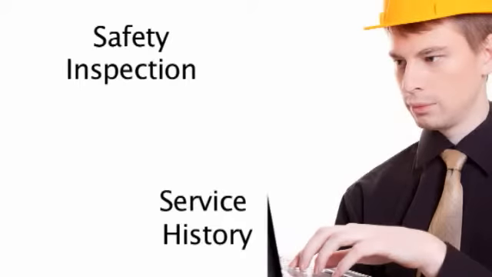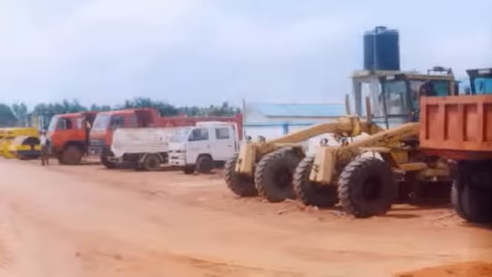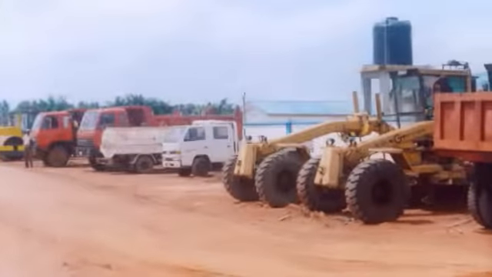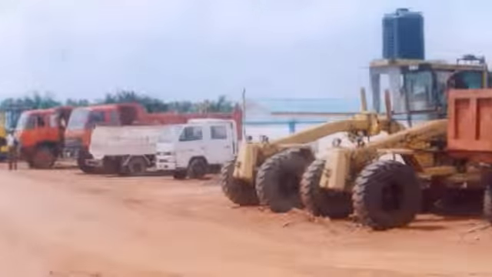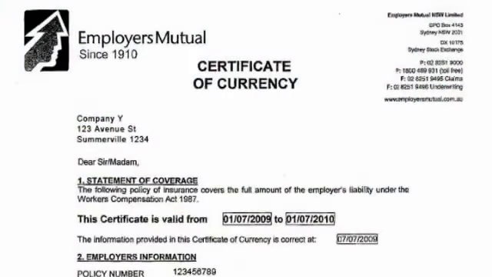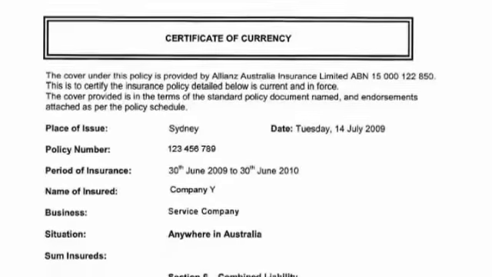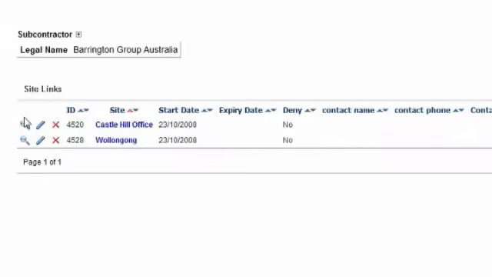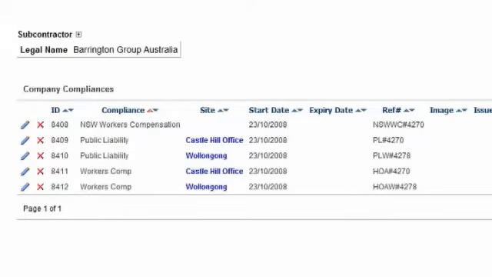Let's look at this simple example. Company-wise, a contractor to your business. You require relevant details of that organisation, copies of their workers' compensation insurance and public liability insurance. You set these insurances as compliance issues. Company-wise submits these documents online, allowing you to access the documents at any time with ease. The expiry dates are set in the compliance field, and that's it.